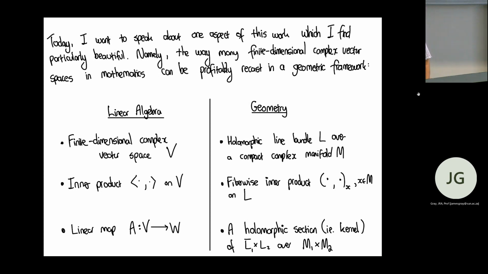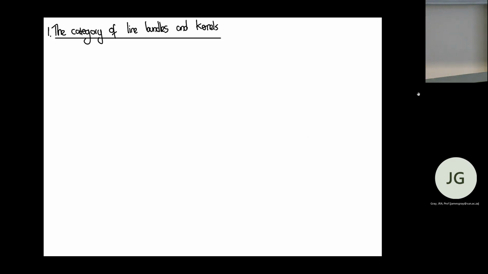Right. So let me explain the stuff on the right-hand side, since I think we're all familiar with the stuff on the left-hand side. I want to talk about the category of line bundles and kernels. It's not something that's written down in the literature. It's something that I, the way I organize the data myself.